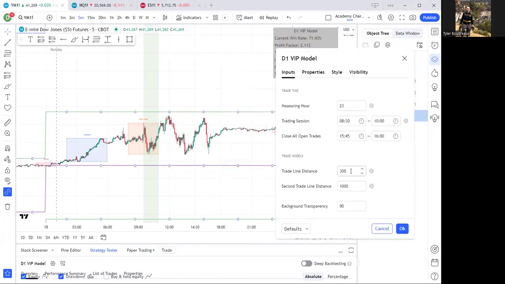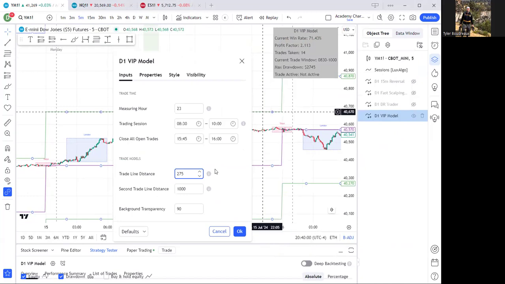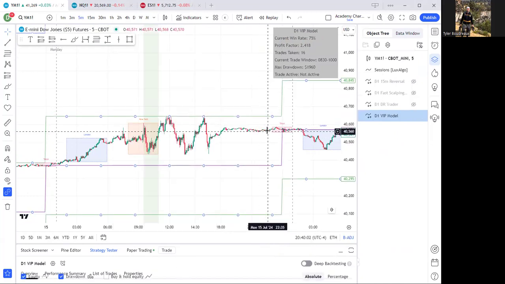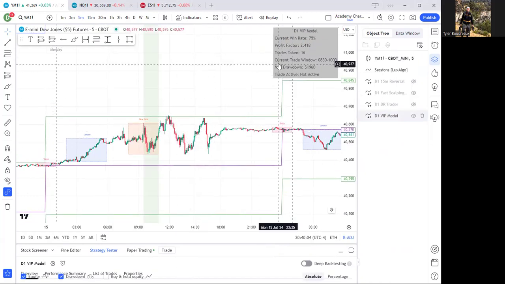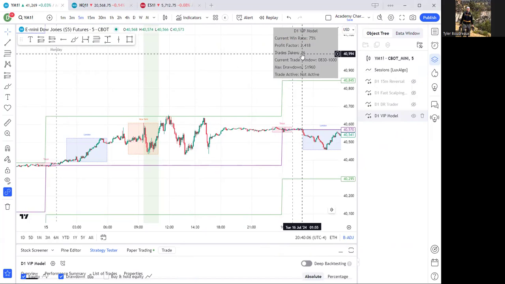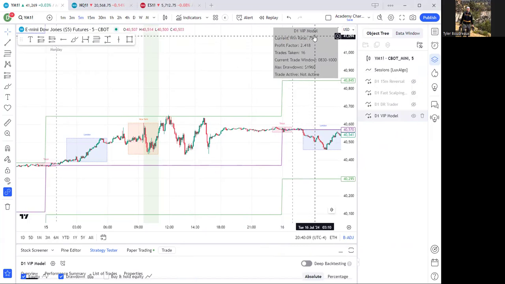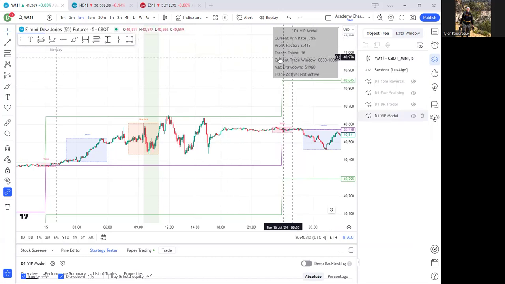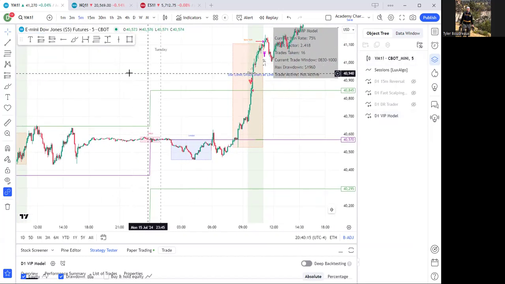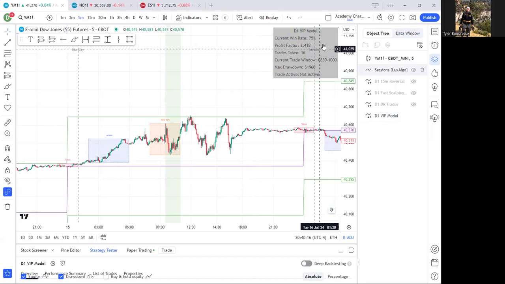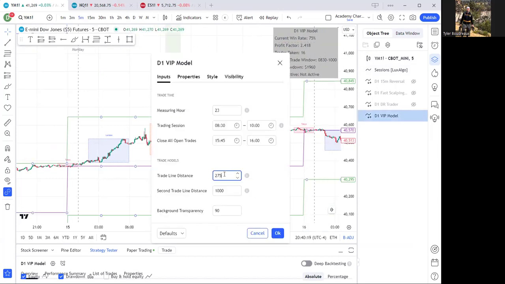Instead of the trade line distance being 300, I'm going to set it to 275. Now watch the dashboard up here. When I hit OK, boom, it back tests it. Now we've taken 16 trades, with a 2.4 profit factor and 75% win rate. Well, that's even better. If I'm going to take a trade, I'd rather take this trade than the previous one.